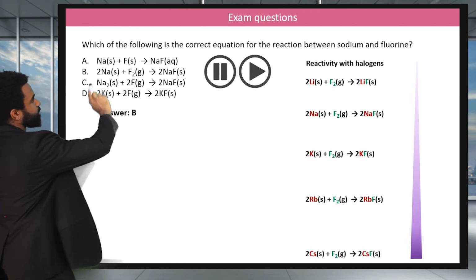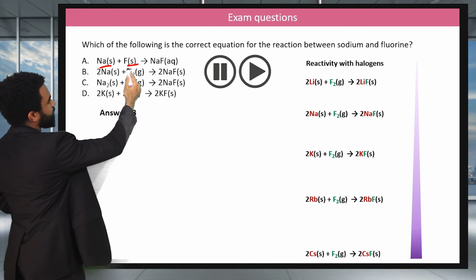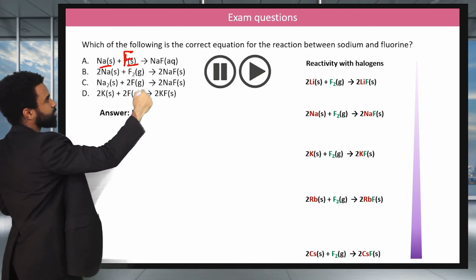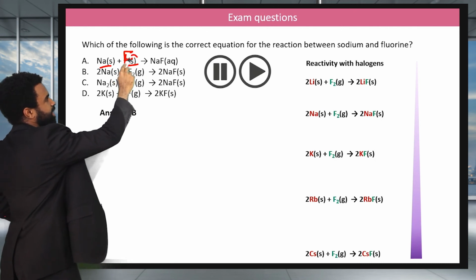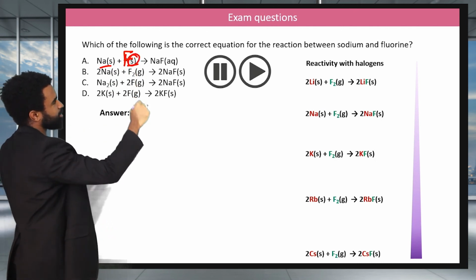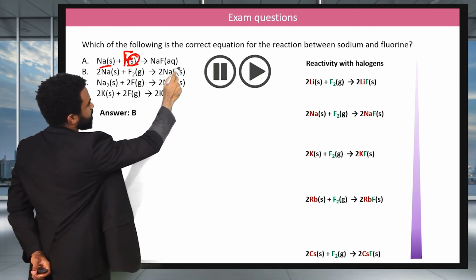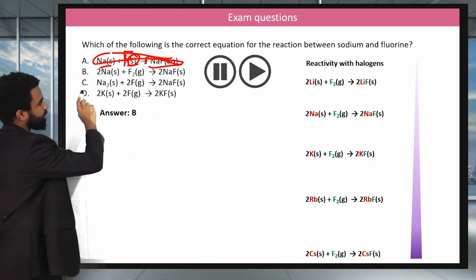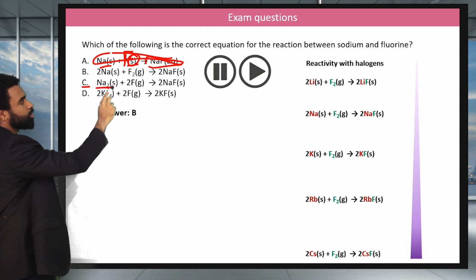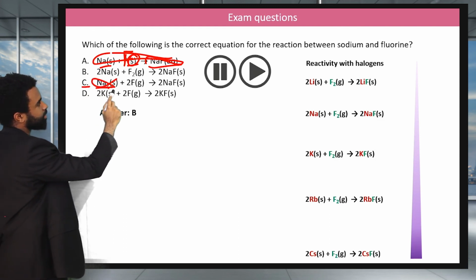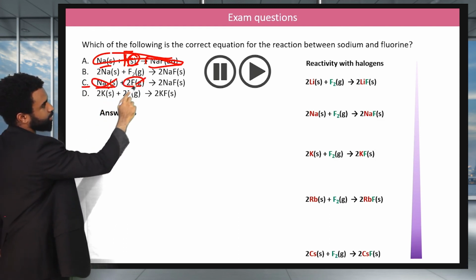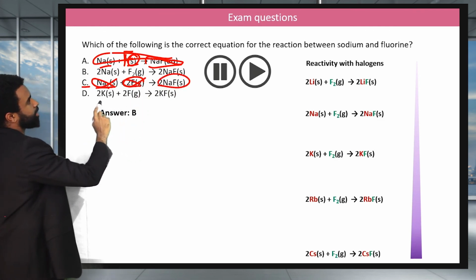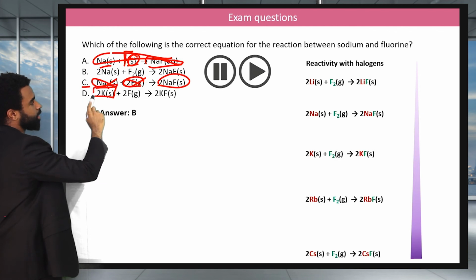Here we have sodium reacting with fluorine, but then we have a single fluorine atom, which is no good, because fluorine doesn't exist alone like that. And it's solid, I don't know why it's solid, and then it becomes aqueous. This one is just a whole load of nonsense. In C, here we have Na2, and that's wrong, that doesn't exist. This 2F doesn't really exist. This is correct, but that's the only correct thing. And then this is the reaction for potassium.